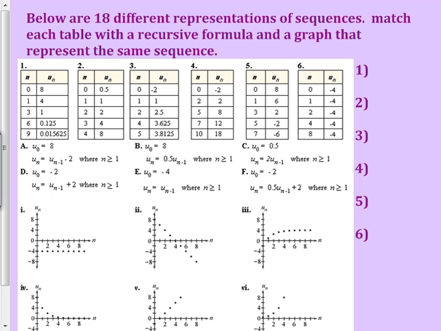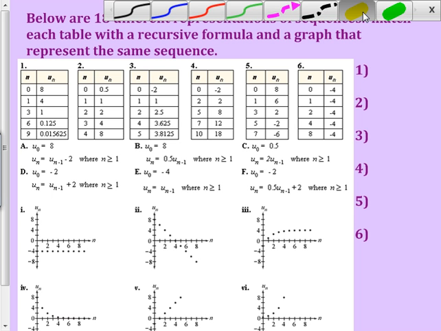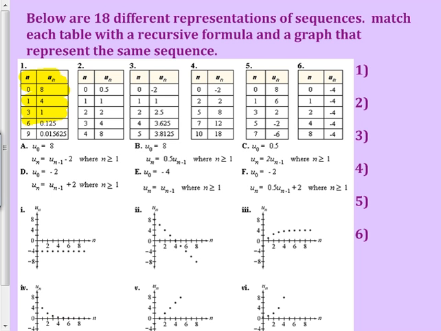This first one, find your yellow highlighter. That one goes with, can anybody figure it out? Is it A, B, C, D, E, or F in the little formulas? Well, it starts with 8, so it's got to be either A or B. It's B. Now, I know some of you might be thinking, wait a minute, it goes down from 8 to 4 and then from 4 to 1.